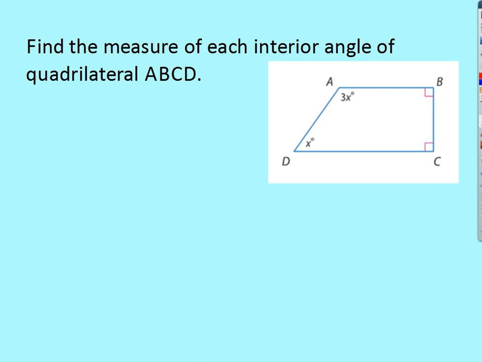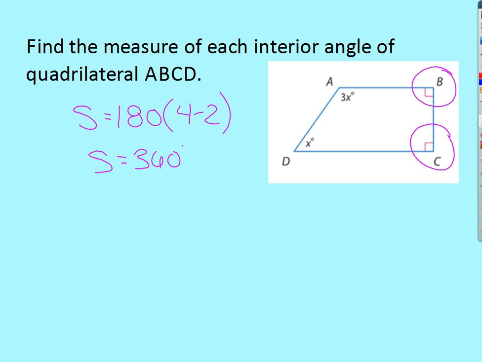We need to find the measure of each interior angle of the quadrilateral. First, we need to recognize this is a quadrilateral, so it has 4 sides. So we're going to do 180 times 4 minus 2, or 180 times 2. So we do know there's going to be 360 degrees inside this polygon. Now so far we have 2 right angles. Right angles are 90 degrees. So if we have 2 right angles, that's 180. So inside this polygon, we know we've used 180 degrees.